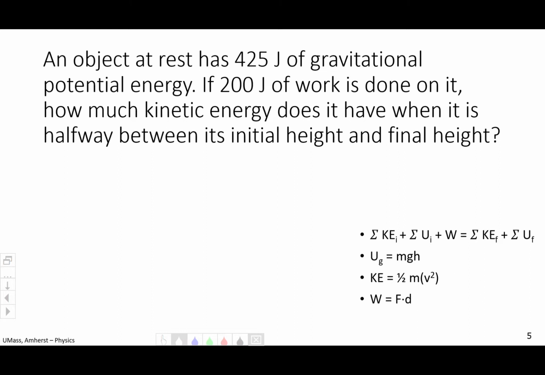All right, so I'm going to assume that you've paused, worked out the problem, and come back to it. So, what we're going to do is we're going to draw an energy bar chart, and we're going to figure this out. So, energy bar chart.